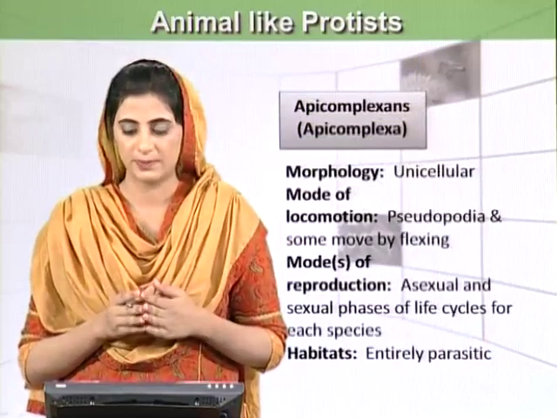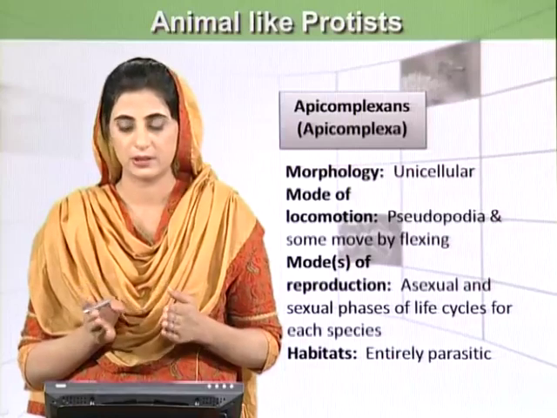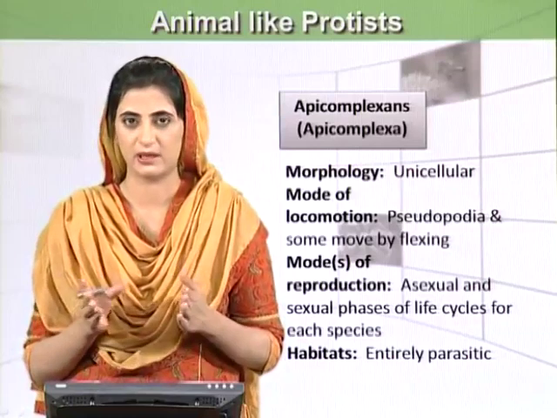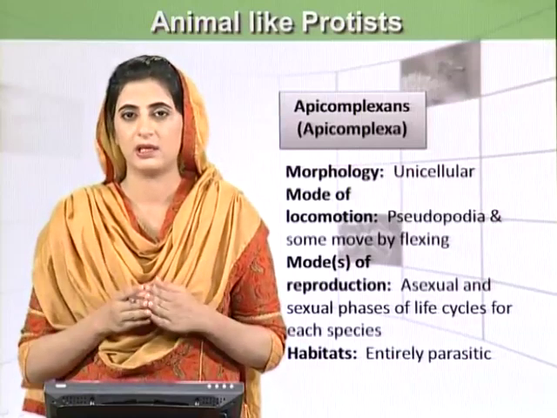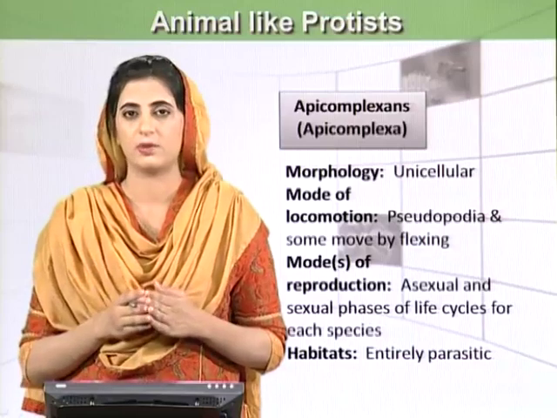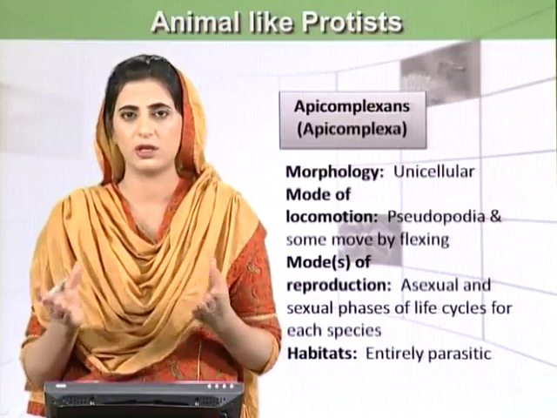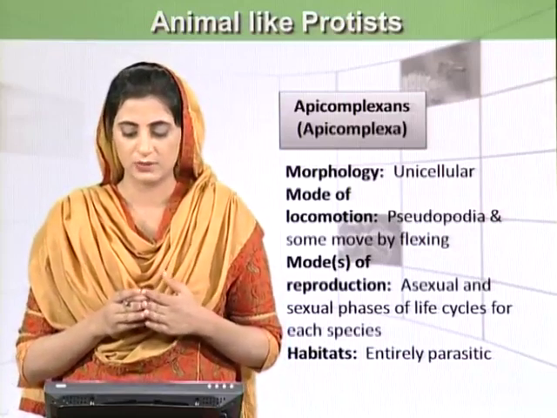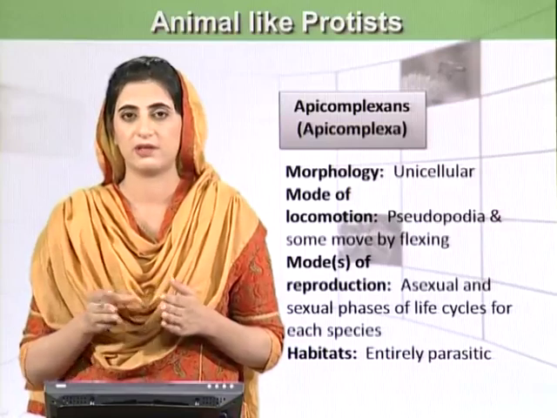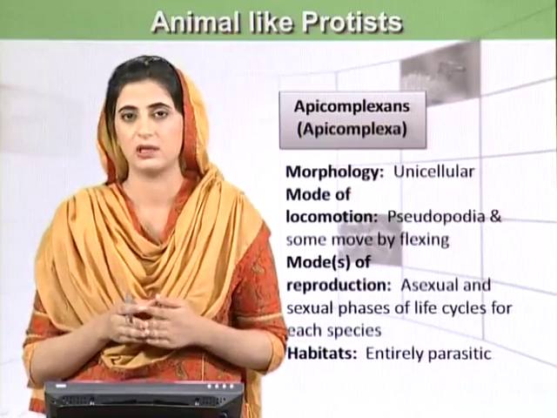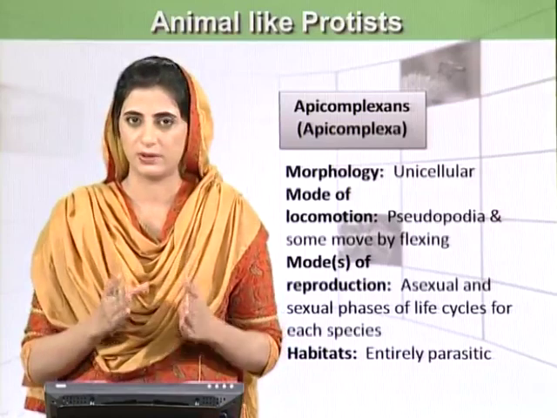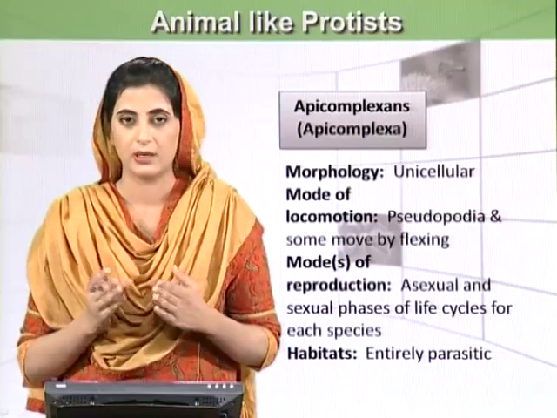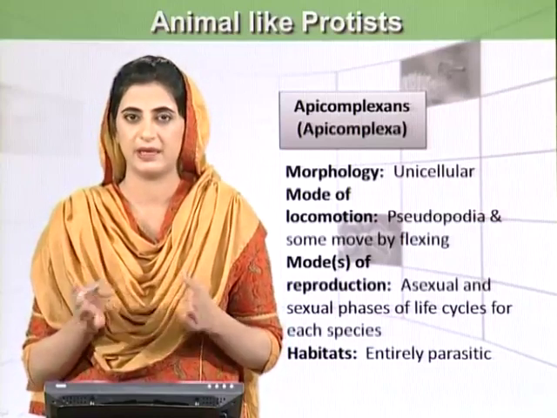The next group is apicomplexans, and they are unicellular and they move with the help of pseudopodia or by means of flexing. What is flexing? It is actually small contractions with the help of contractile fibers. About the mode of reproduction, they have asexual and sexual phases in their life cycles. Each one's life cycle has sexual phases as well as asexual phases. And about their habitat, they are entirely parasitic.